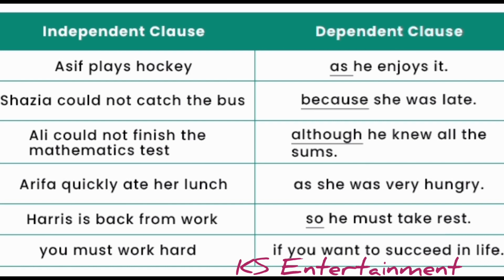Other examples of independent clause are Shazia could not catch the bus, Ali could not finish the mathematics test, Arifa quickly ate her lunch, Haris is back from work, you must work hard. And the examples of dependent clause are because she was late, although he knew all the sums, as she was very hungry, so he must take rest if you want to succeed in life.